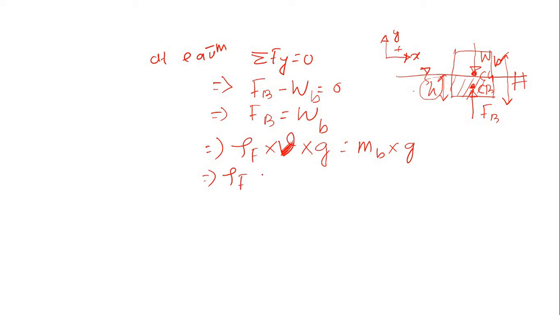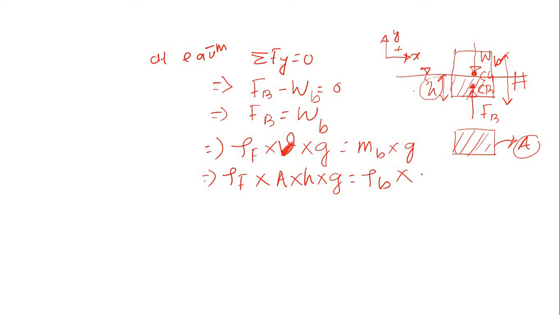This is the density of the fluid, and suppose the cross-sectional area. If you see the top view, this is the cross-sectional part, so the cross-sectional area is A. I can write the submerged volume as cross-sectional area times small h, times g. And the mass of the body is density of the body times volume of the body, so cross-sectional area times capital H, times g. So this g goes, this A goes.